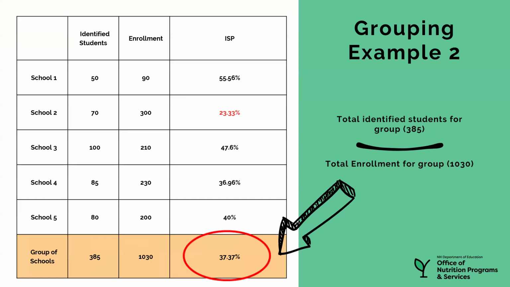In this example, there are 5 schools that are grouped together in the same LEA. And as you can see by the aggregate ISP for the 5 schools, this grouping would also qualify for CEP, and their combined ISP would be 37.37%.